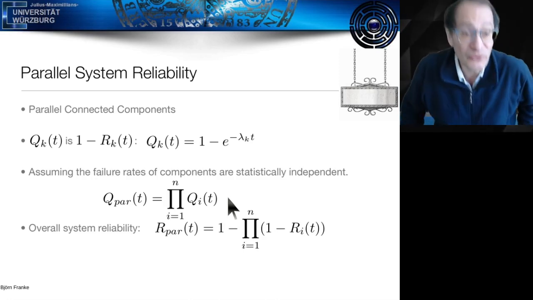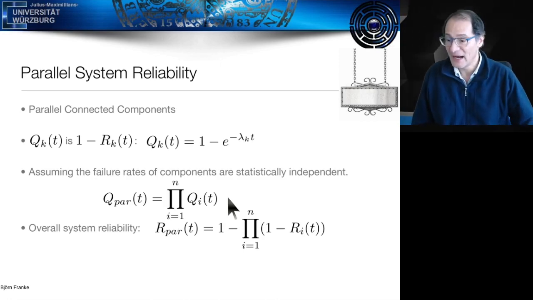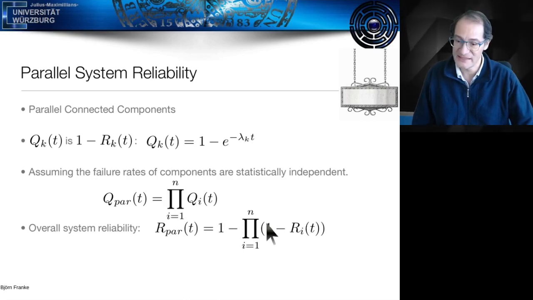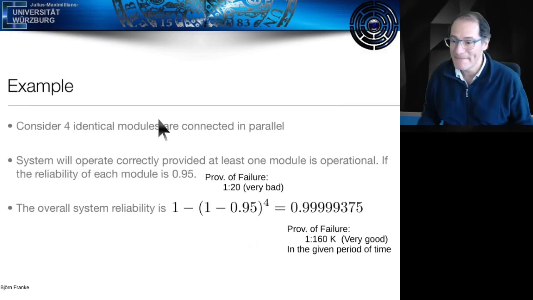Now we want to talk about the probability of working, the reliability. And this is, of course, 1 minus the probability of failure. And this is the reliability of parallel systems. And this is 1 minus the multiplication of 1 minus the reliability of each component, which is this. This is this, as said before. Okay. Now let's take an example.